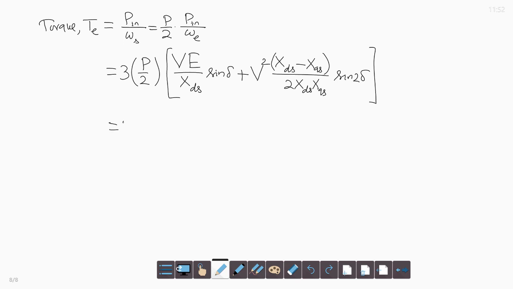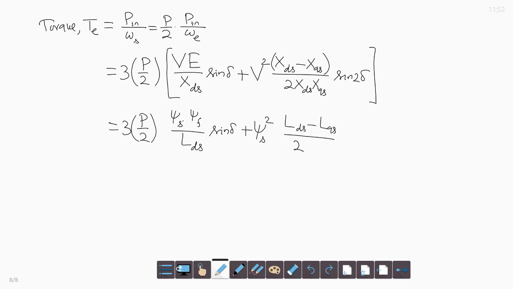In terms of flux linkages, the above expression can be rewritten with V by omega E as psi s and E as psi f by Lds: sin delta, plus psi s square (Lds minus Lqs) divided by 2 Lds Lqs sin 2 delta.